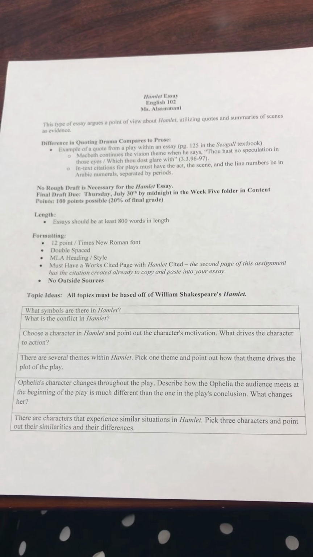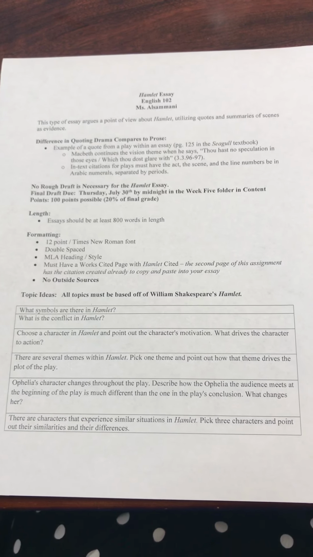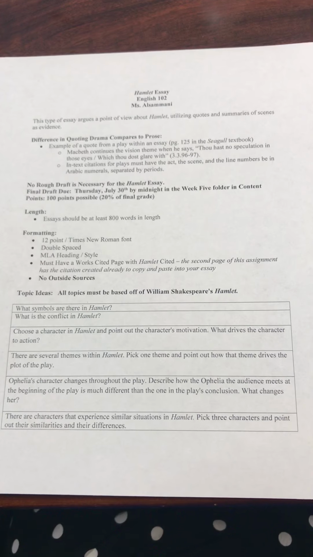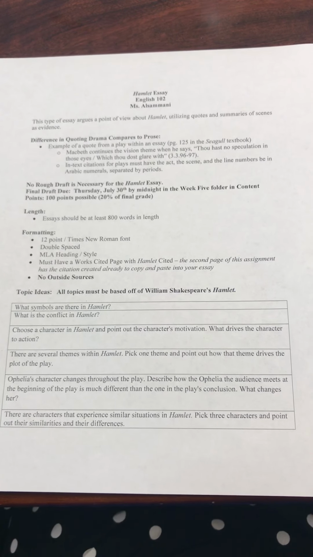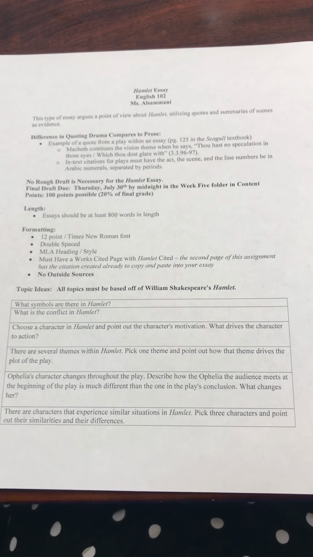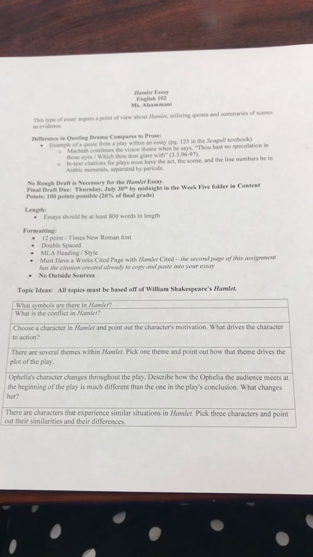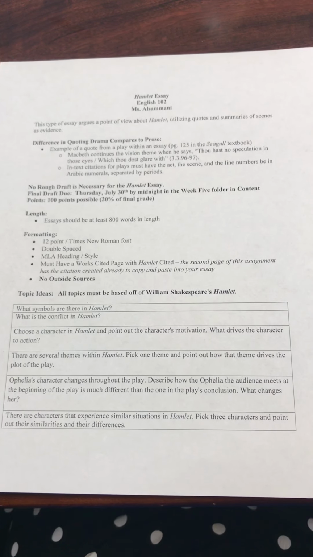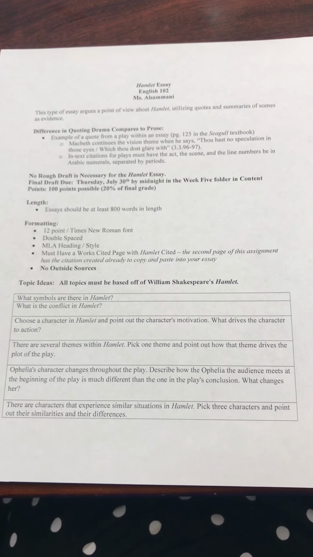Formatting is the exact same as it's always been: 12-point Times New Roman font, double space with the MLA heading and style. Page 161 is the best one to check out for an example for MLA heading, page 161 in the Seagull textbook. You must have a works cited page with Hamlet cited, but the second page of this assignment already has a citation done for you. So all you have to do is copy and paste that into your essay.